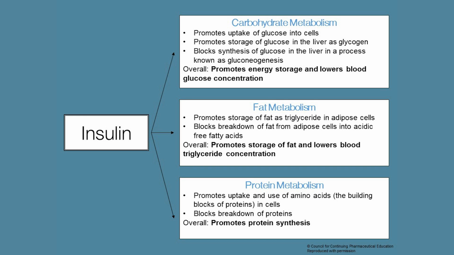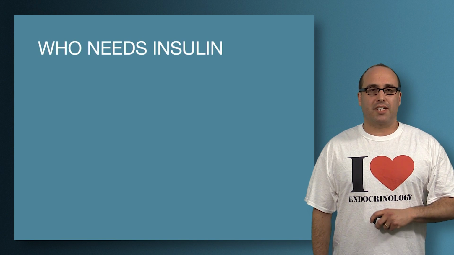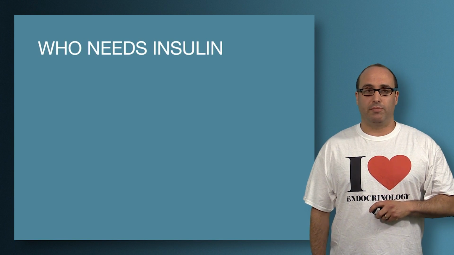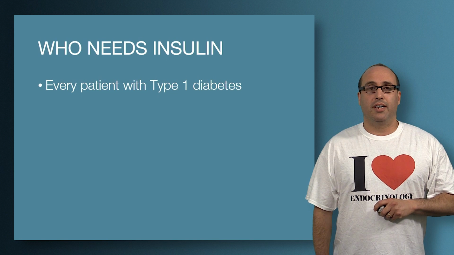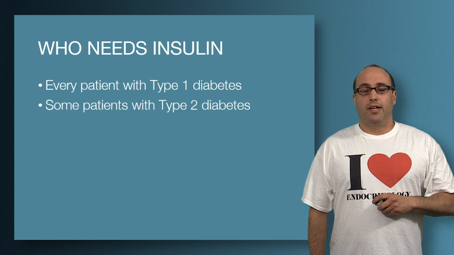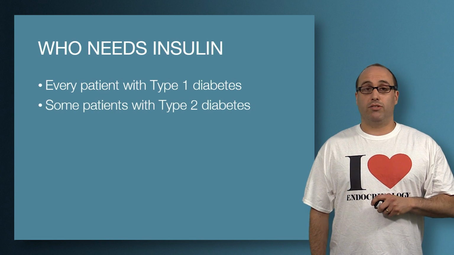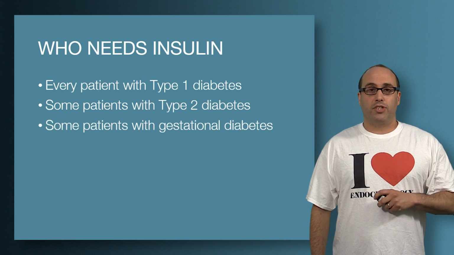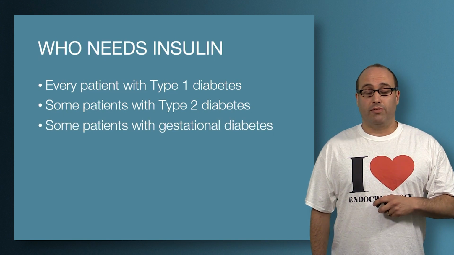Without insulin, hyperglycemia results and fat is broken down and leaches into the circulation and is eventually converted into ketone bodies. Ever since the discovery and purification of insulin in the 1920s, we've been using it to treat our patients with diabetes. Every patient with type 1 diabetes needs insulin. Many of our patients with type 2 diabetes also need insulin, particularly at later stages of the disease. Some of our patients with gestational diabetes will eventually require insulin.